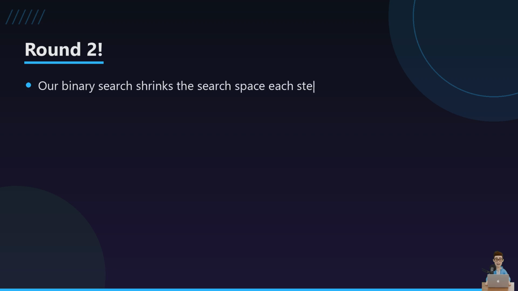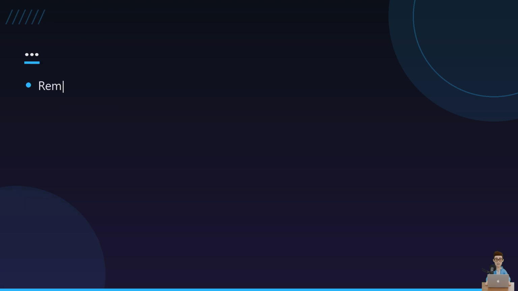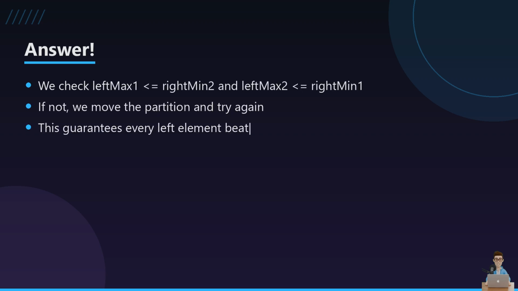Round 2. What actually guarantees our chosen partition is correct, and not just some random split? Pause and think it through. Remember what we compare on each side of the cut. We compare the max of the left half against the min of the right half on both arrays. If either fails, we shift the partition until it holds, guaranteeing a correct split.